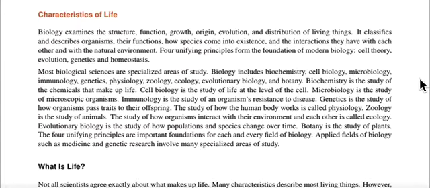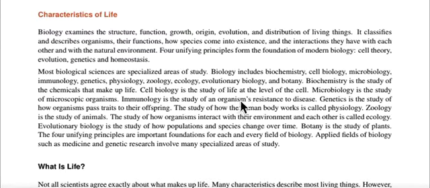Most biological sciences are specialized areas of study. Biology includes biochemistry, cell biology, microbiology, immunology, genetics, physiology, zoology, ecology, evolutionary biology, and botany. Biochemistry is the study of the chemicals that make up life. Cell biology is the study of life at the level of the cell. Microbiology is the study of microscopic organisms.